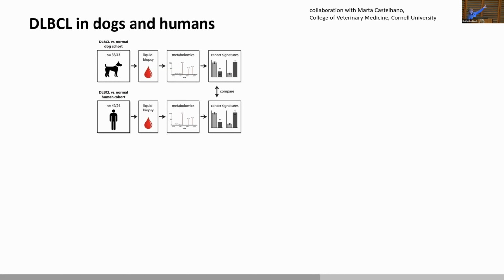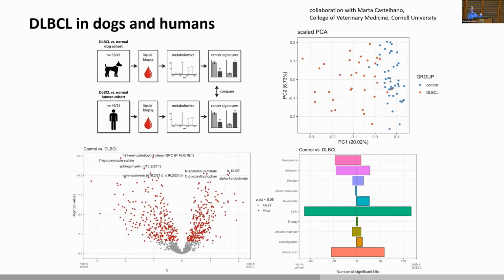So we already had for a while diffuse large B-cell lymphoma human samples. We've had them for almost 10 years. And now we recruited, with the great nurses at the hospital, dog patients, also with diffuse large B-cell lymphoma, and ran a metabolomics analysis on it. I'm just showing some very preliminary data. This data came in weeks ago. You see a lot of differences between the normals and the cases, and we are comparing this with humans.